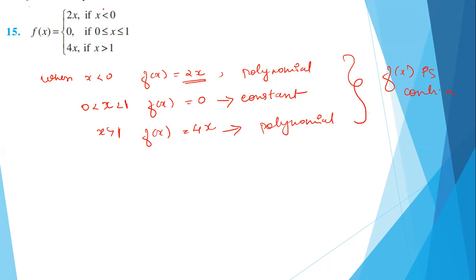But now for which two cases do we need to check? See, x less than 0, x between 0 and 1, and x greater than 1 is given, right? So we need to check at x equal to 1 and at x equal to 0.